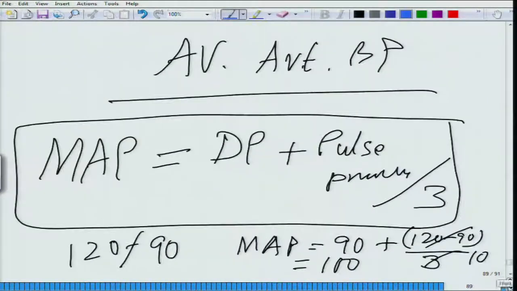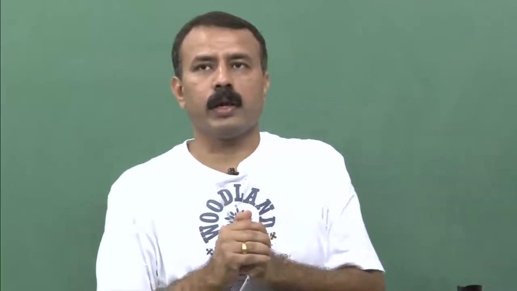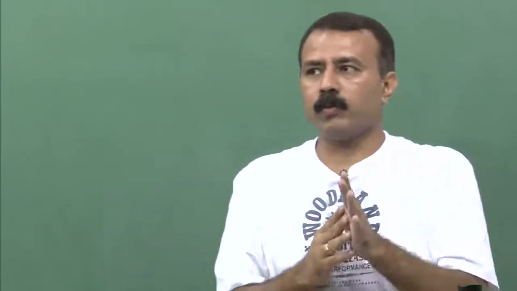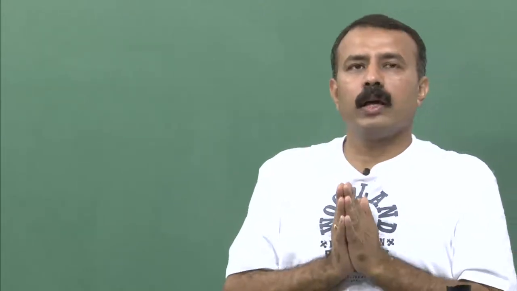So, if these pressures are going down in the capillaries, how is it being maintained out there? Even that much pressure, how is it being maintained? Pressure at the aorta, there is no problem. That is being maintained by something called elastic rebound.